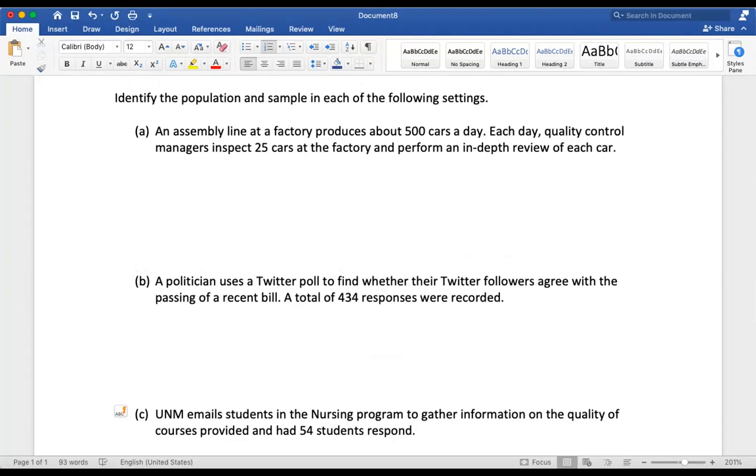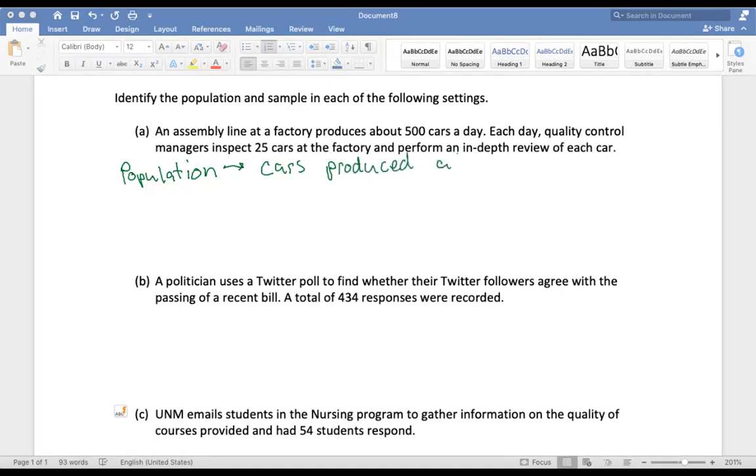So the population here. Why I included this as an example was sample surveys do not have to be limited to just people and their opinions. Groups of interest can also be animals, they can be cars, they can be people. Like I said earlier, ice cream can be your population of interest. So anyways, the population of this example is cars produced at the factory. We're trying to get information on the cars produced at the factory.